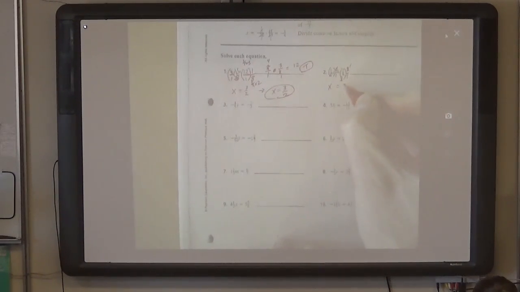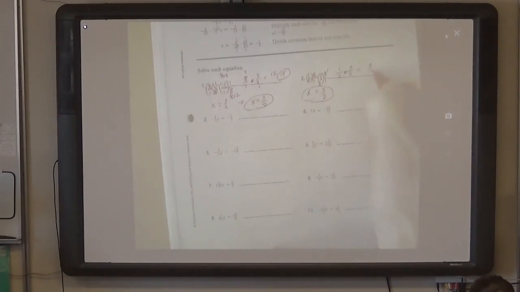Yep, so this is also 3 over 2. 3 over 2? 3. Woo! I am smart, everybody. So 1/2 times 3 over 2 equals 3 over 4, that's true.